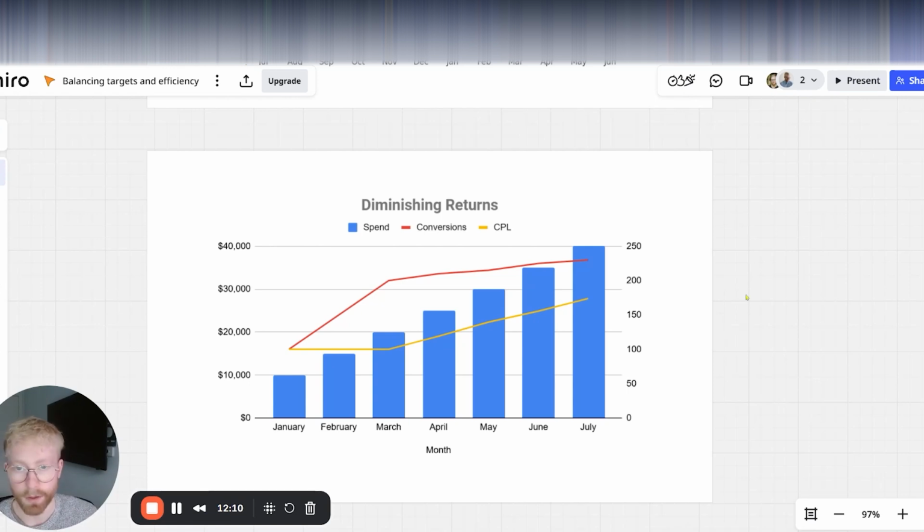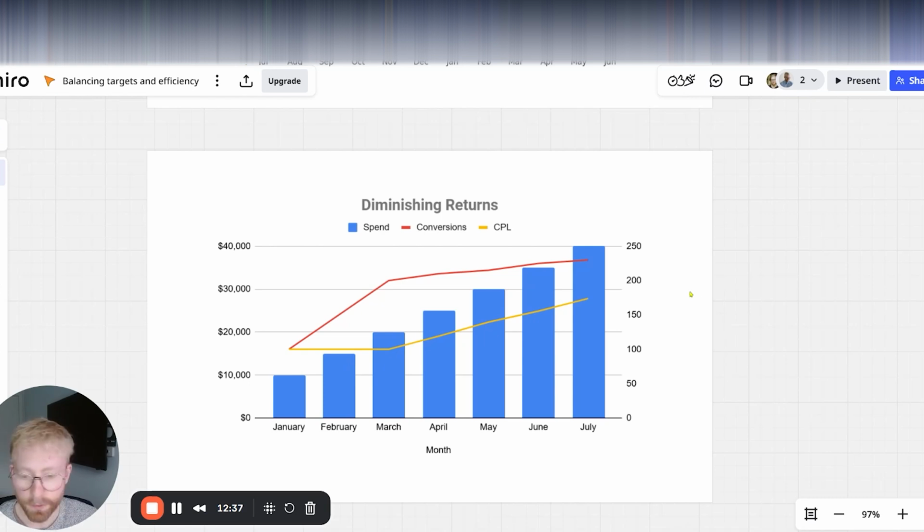That's your total available market, right? So in this case, you can see in January we spent like $10,000 and our cost per lead was roughly, I think, like $100. And that's great, right? From January, February is also okay. And then in April, you can see diminishing returns. You can see the CPL start to increase.